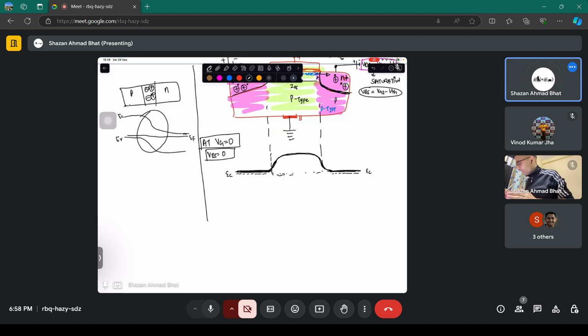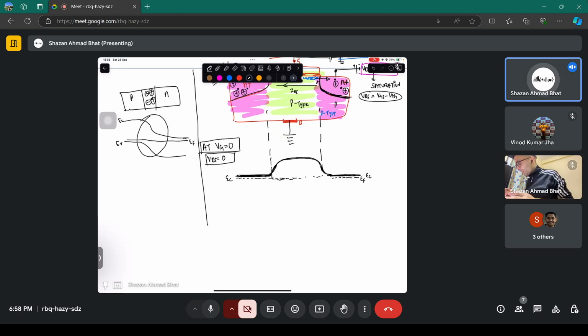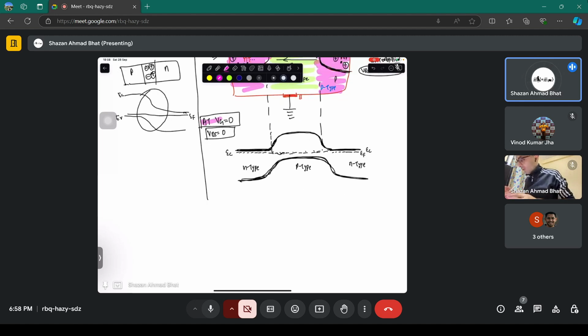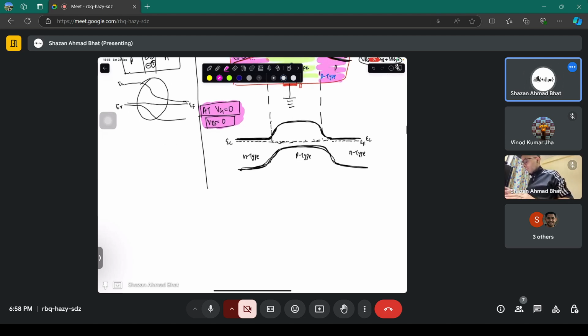This is the Fermi level on these sides, and in the middle you have a p type, so the Fermi level will be like this. So the overall band diagram is something like this. This is the overall band diagram, where this is the n type, this is the p type, this is the n type. As simple as that, under no application of gate voltage and drain voltage. It's important to know.